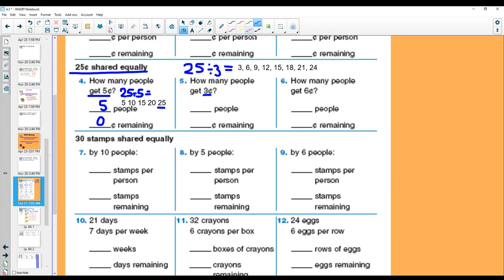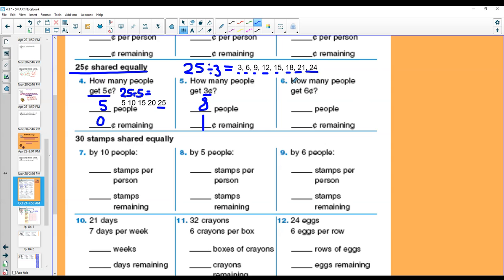Count how many groups I could make. 1, 2, 3, 4, 5, 6, 7, 8. 8. But then how many do I have left over? I got to 24. I needed to make it to 25. So from 24 to 25, that would be 1.